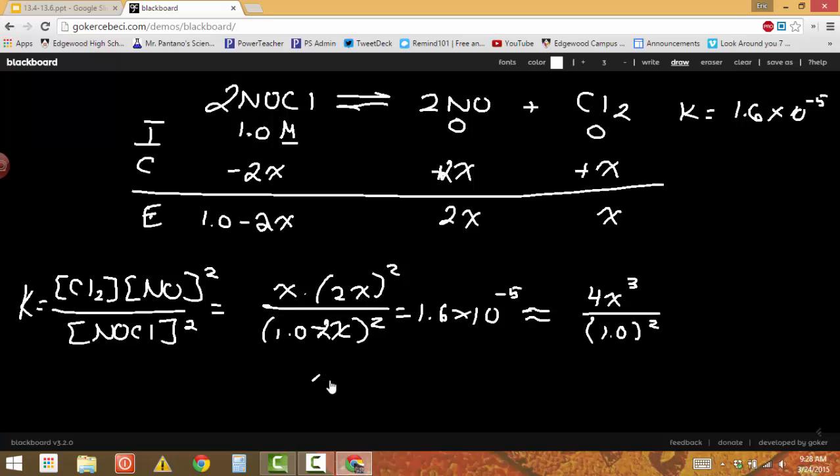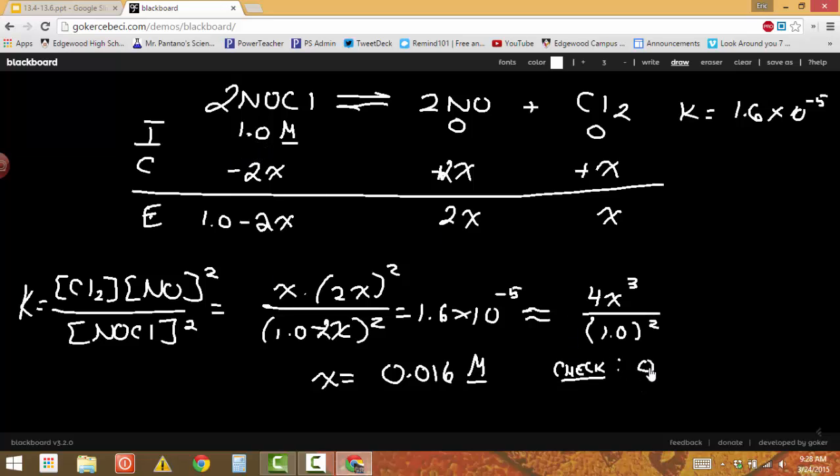My x value, therefore, comes out to be 0.016 molar. Now, all of 0.016 I can put in there and I can subtract, but what I want to do is check to see if my approximation is valid. And here's the rule for checking my approximation. The value of x must be less than 5% of the value that I was subtracting it from. In other words, the initial concentration of NOCl.